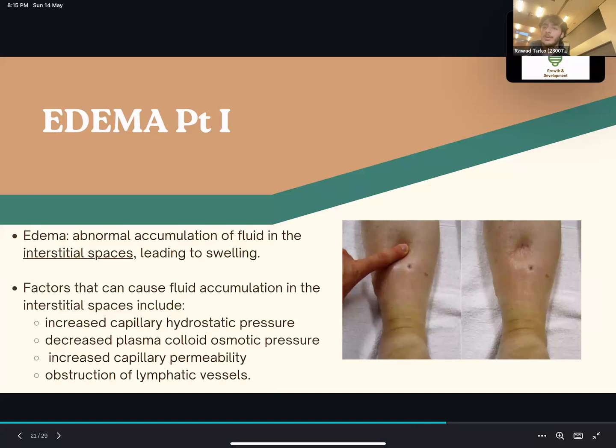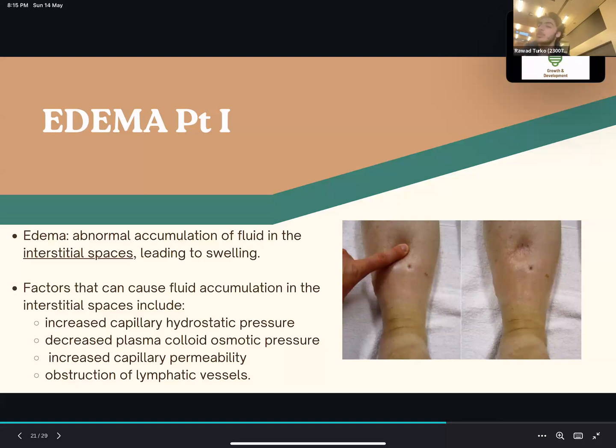So let's talk a little bit about edema. Edema is abnormal accumulation of fluid in the interstitial spaces, which leads to swelling. The factors that can cause fluid accumulation in the interstitial fluids include increased capillary hydrostatic pressure, decreased plasma colloid osmotic pressure, increased capillary permeability, and finally, obstruction of lymphatic vessels. The way I like to remember this is I think of hydrostatic pressure as a pushing pressure and the plasma colloid osmotic pressure as a pulling pressure. So if we have increased capillary hydrostatic pressure, it means we're pushing fluid outside of the capillary, and thus that would cause edema.